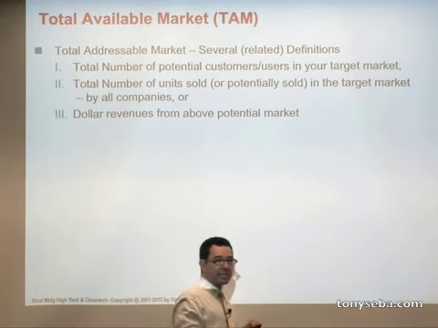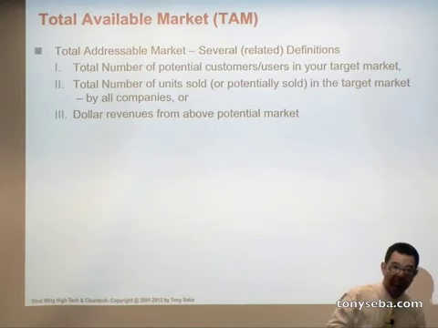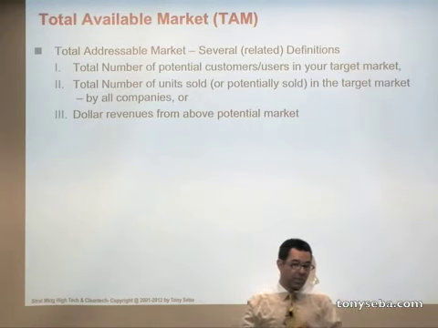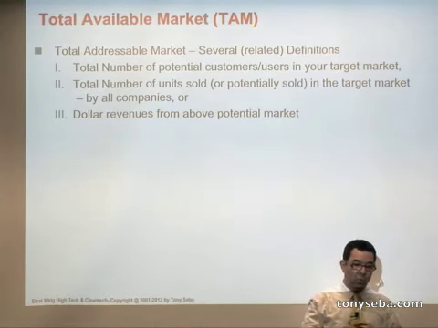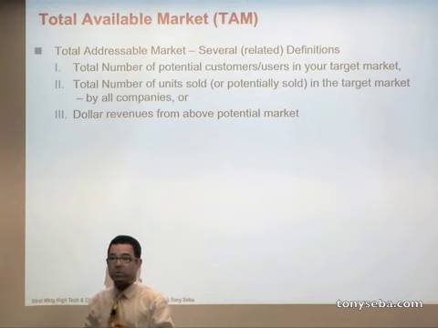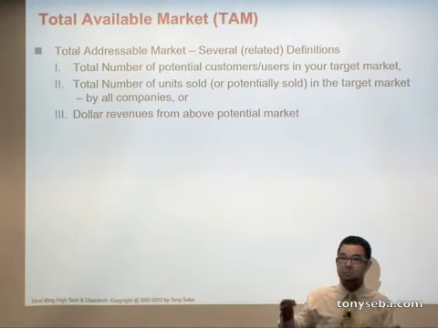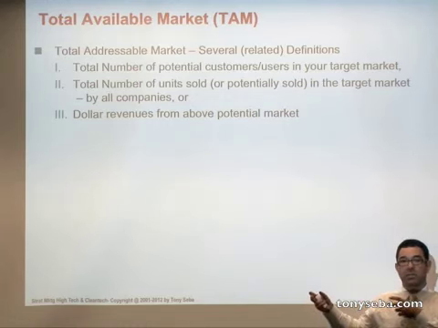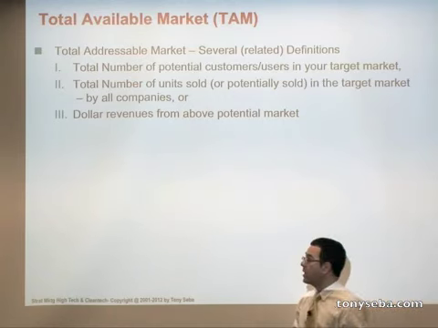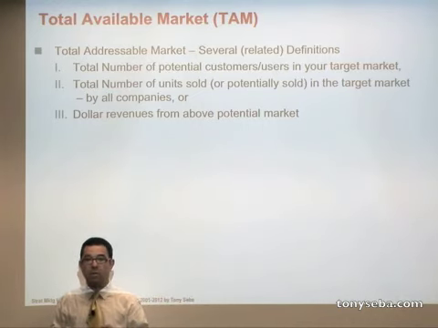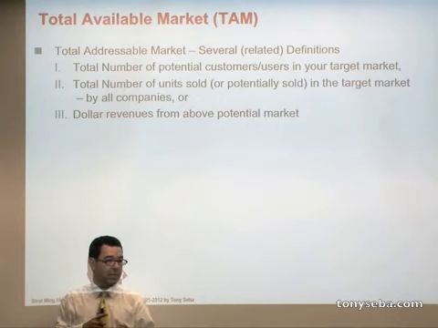Now, remember I said every segment has to be measurable? Well, that's the number. What is the potential number of users? Another way to do the TAM is, what is the total potential number of units sold into the market, assuming users are going to buy more than one unit? And the one that's used the most is, what is the total dollar revenue number from the above potential market? Now, let's do that number.